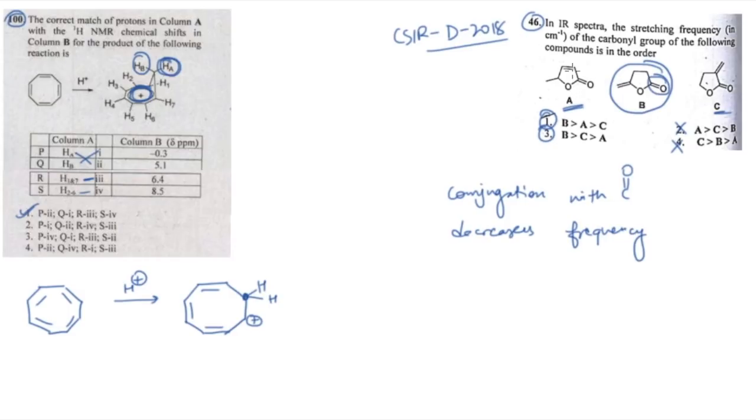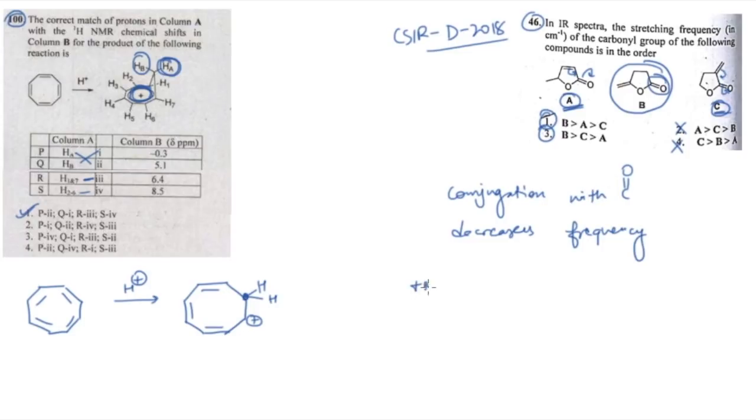So when you have to check between A and C, your trans conjugation is much easier and more favorable than your cis conjugation. That means the conjugation effect, or the plus M effect, which is happening in A is relatively much stronger than that of C. And if the conjugation is more, then the frequency will be less. So A will have lower frequency over there, right?